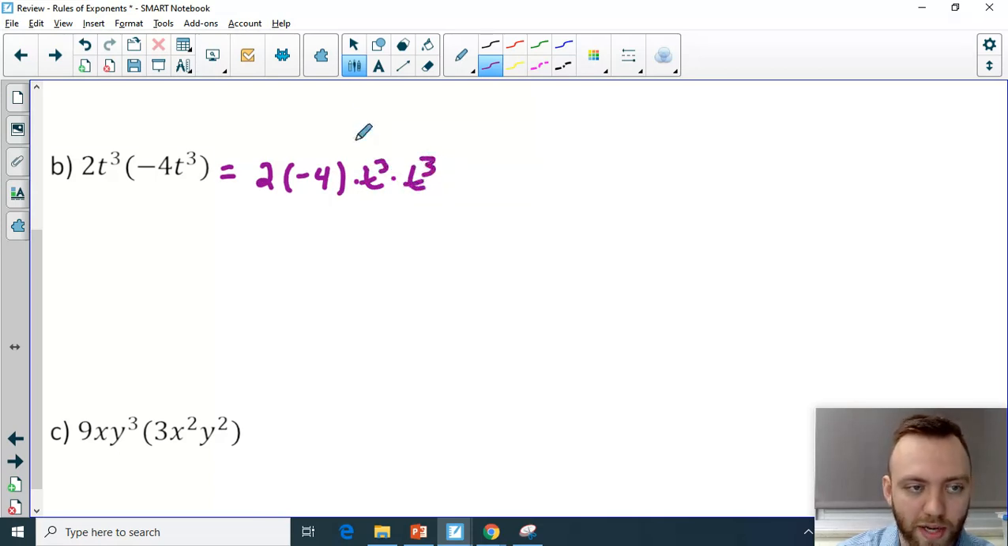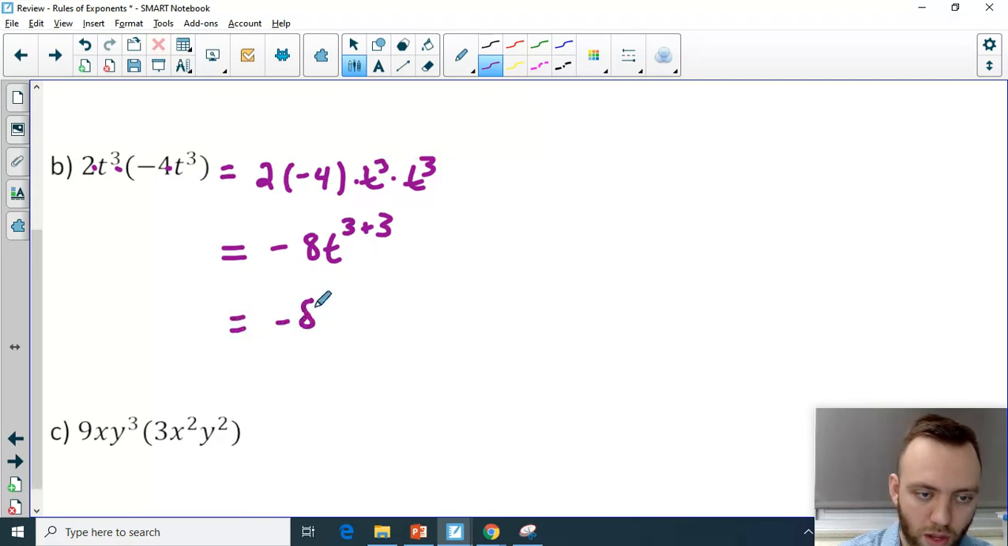So all I did was rearrange this. I put the -4 and the 2 together in front because this is all multiplication, right? There's multiplication there, and there, and there. So it's all multiplication, and I just rearranged it. So in other words, you could always just do the numbers first. 2 times -4 is -8. And then t cubed times t cubed, that's going to be t to the 3 plus 3, right? We're multiplying with the same base, so we're adding these exponents, or -8t to the 6th.